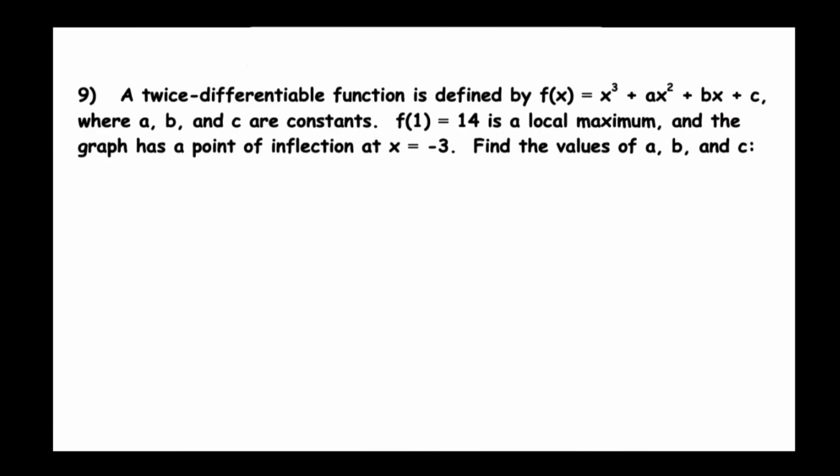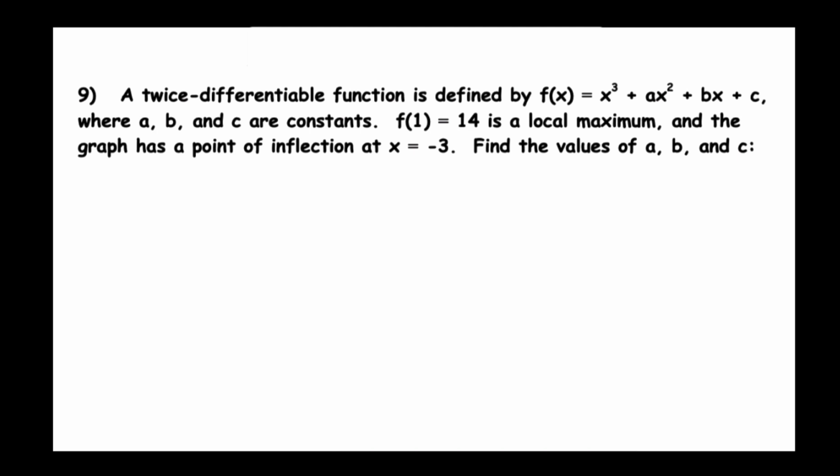This is number 9 that I cooked up. I'm in love with this. This is just a great question. A twice differentiable function. That means that it has at least 2 derivatives. So that's actually good news. It's not weird. There's not corners or cusps or vertical asymptotes. And it's defined by that f of x.